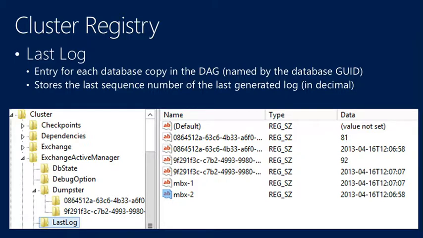So this is how we keep track of what logs the passive copies have received and what logs still need to be sent by the active copy. If the passive copy does have logs that are outstanding that it still needs, it will request that through that raw TCP socket that we control, and then the active copy will push those log files over through that channel.